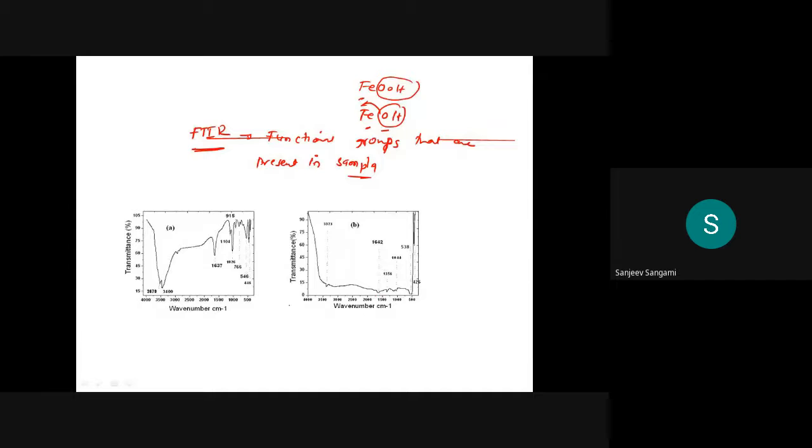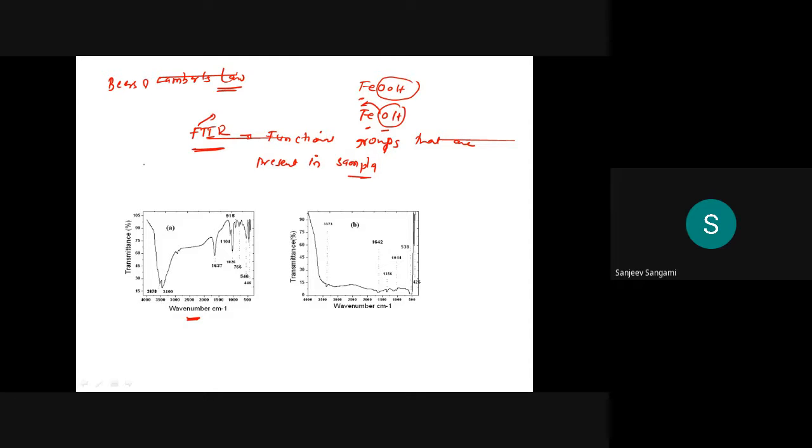So you'll get a graph like this, and always it will be with the transmittance and the wave number. It works on the principle of Beer-Lambert's law. And you might have studied the Fourier transforms. The principle behind this is the Fourier transform, so the full expansion is Fourier transform infrared spectroscopy.